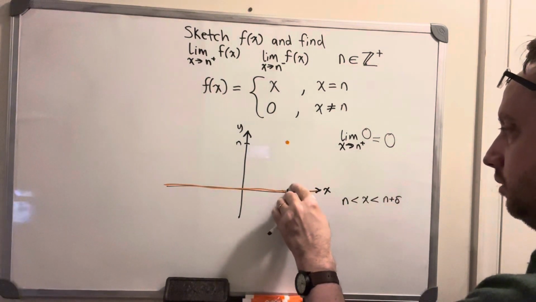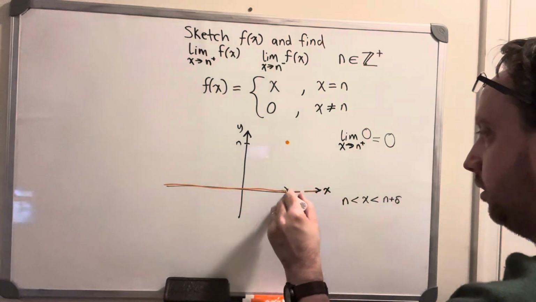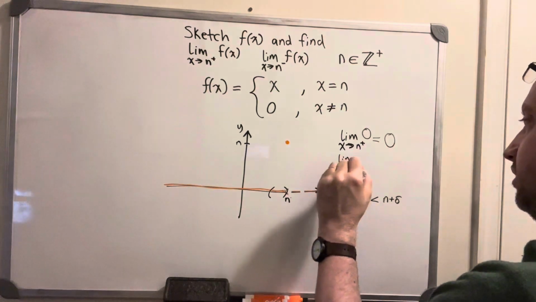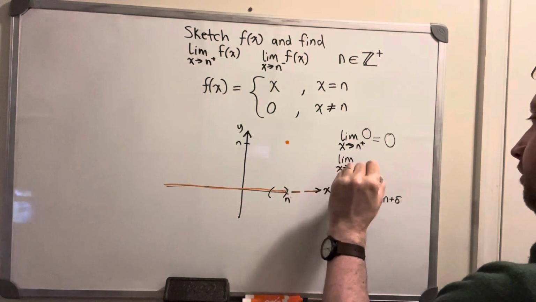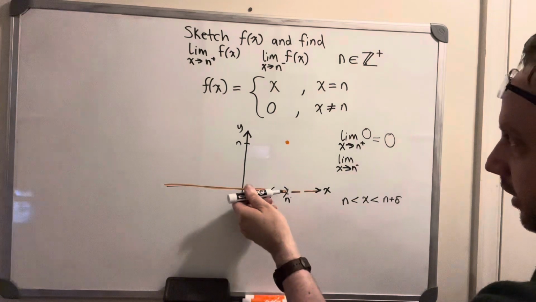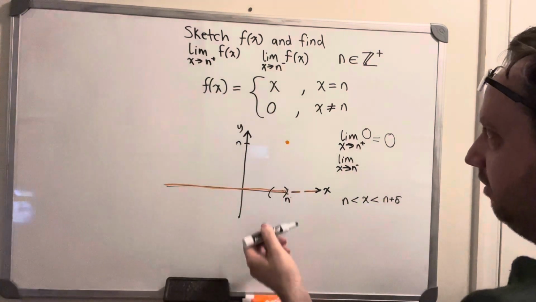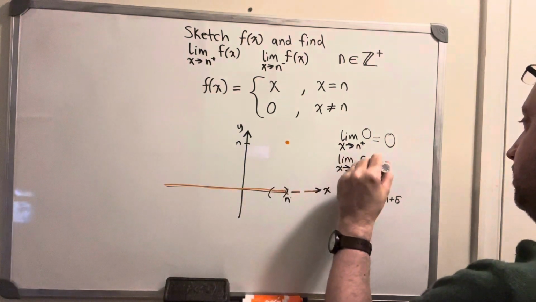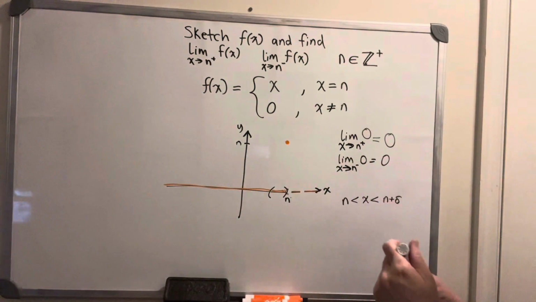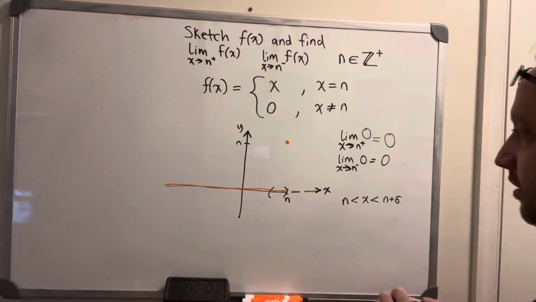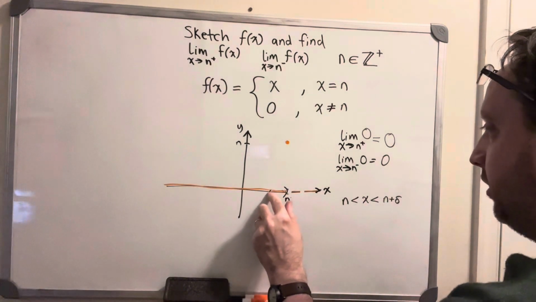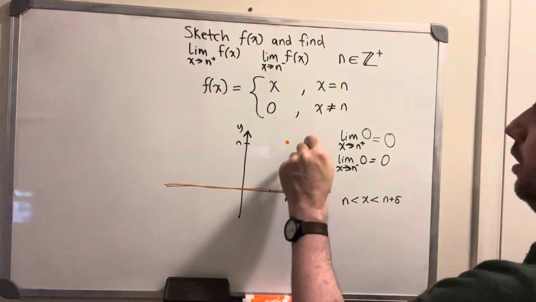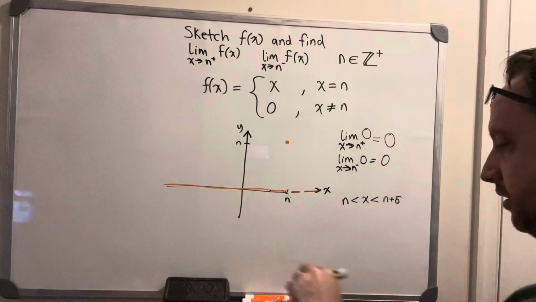Now, let's talk about the limit as x approaches n from the left. Clearly, we can tell the function is also 0. So in this case, the interesting thing is the limits from both sides are equal to 0, but right at that point, the function's value is not 0.